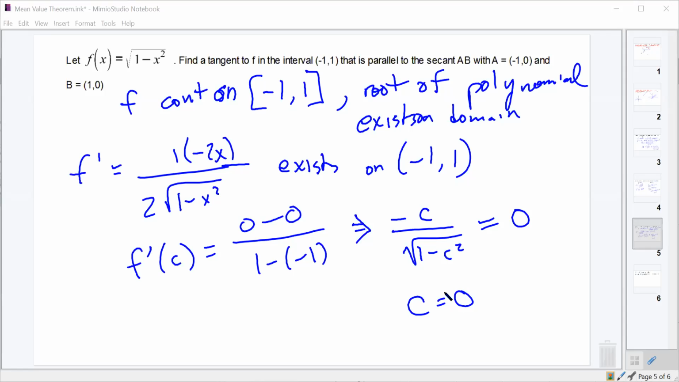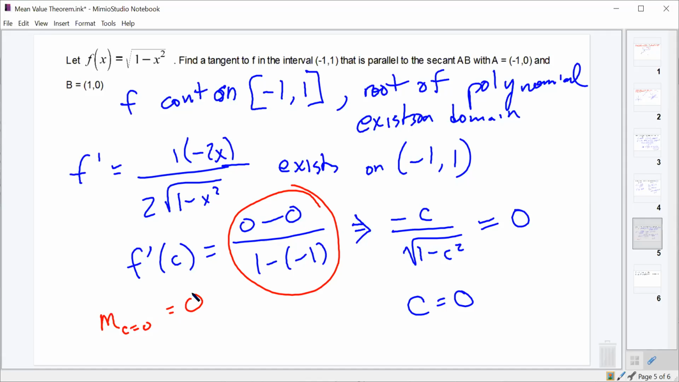All right, so if we got c equals 0, what is the slope going to be there? The slope at c equals 0 should be this value. It should be also 0. So if it's a horizontal line at c equals 0, that horizontal line should have a y value of 1. So it should be y equals 1.